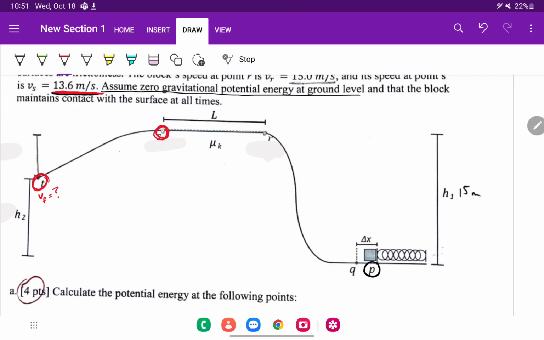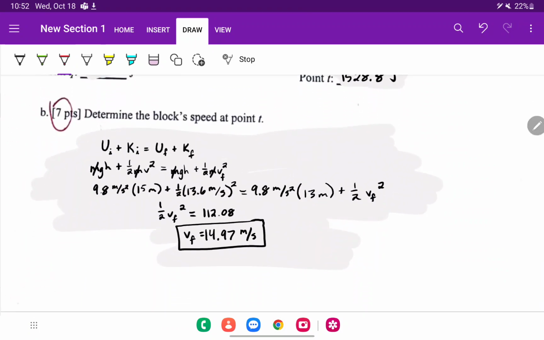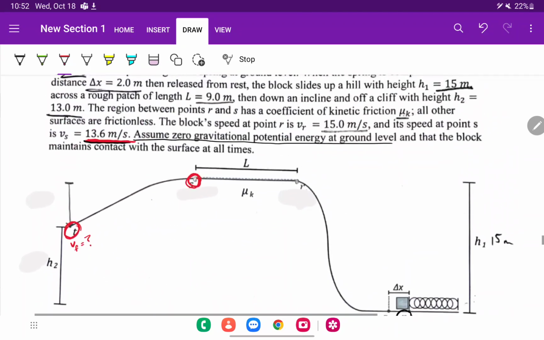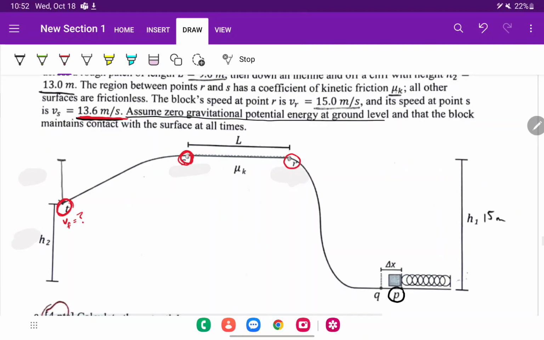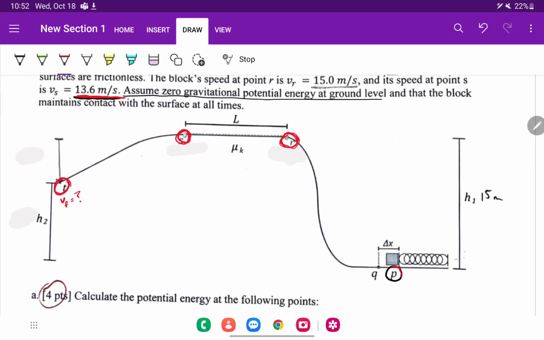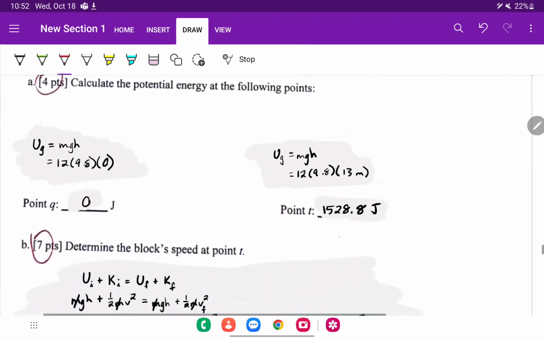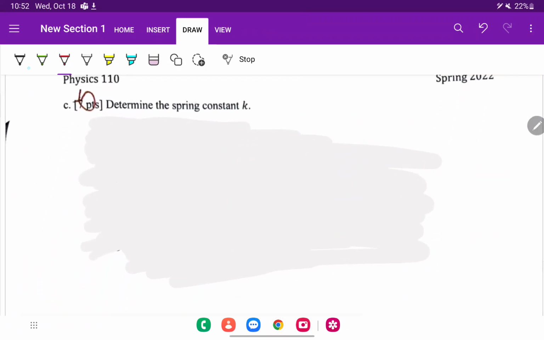They try not to do double jeopardy, to where if you got something wrong for point B and then used it, they wouldn't take off more points. But just in case, let's use something that they gave us. So we know they gave us the speed at point R. And so we have all our givens for potential energy and kinetic energy at point R. That could be our final. And then we don't know the potential energy at point P, and that's what we're going to try to find to get our spring constant K.